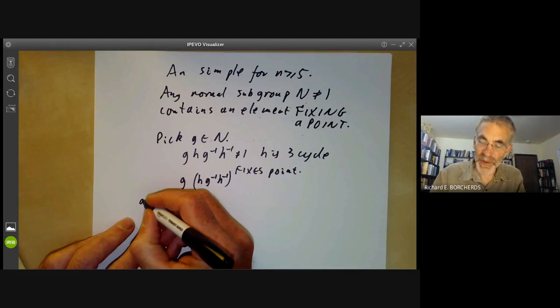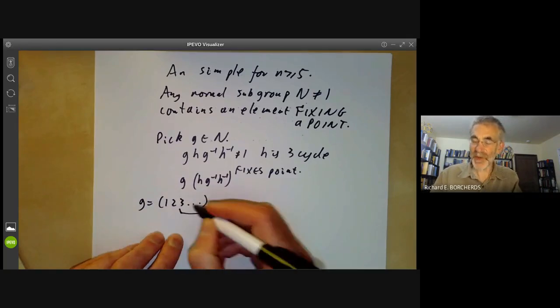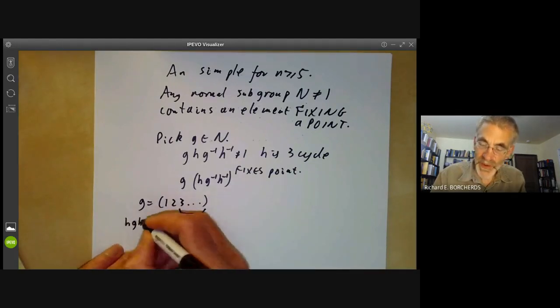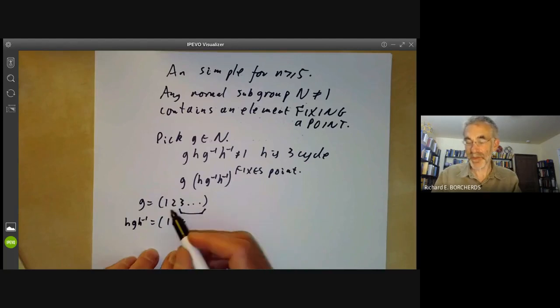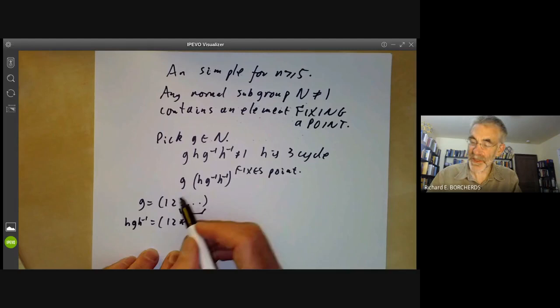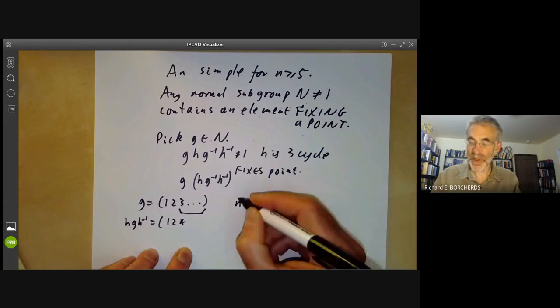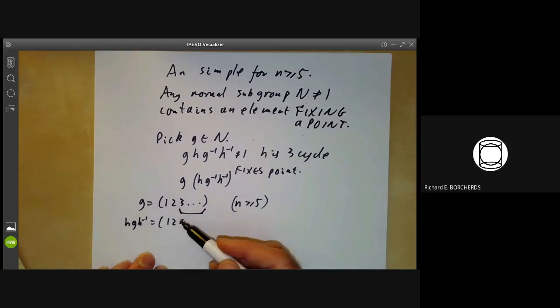Suppose G contains a cycle (1, 2, 3, ...) with at least 3 points in. Then we can conjugate by a 3-cycle to turn this 3 into something else. So we can take H, G, H to the minus 1 to be (1, 2, something else). Now to do that, we need a 3-cycle that doesn't mess up these 2 elements here. So we must have these numbers 1, 2, and at least 3 other points that we're acting on. So this only works if N is greater than or equal to 5. So if we take H G H to the minus 1 to be (1, 2, something) with something not equal to 3, then the quotient of these 2 elements will fix 1, and it won't be the identity, so we're done.